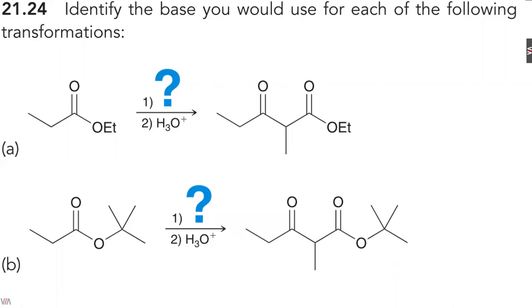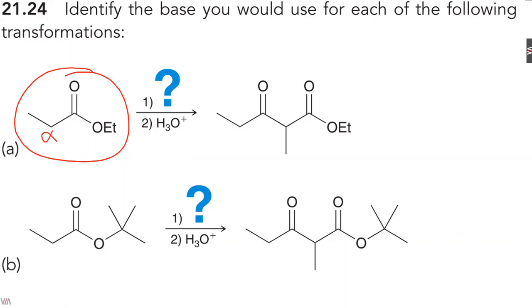As far as these Claisen condensations go, there's not really a whole lot that's tricky about the bases that we use to make the enolates. If we're going to make a symmetric Claisen product, where the molecule that we started with reacts with itself, then we just need something that's a strong enough base that it can deprotonate that alpha carbon.